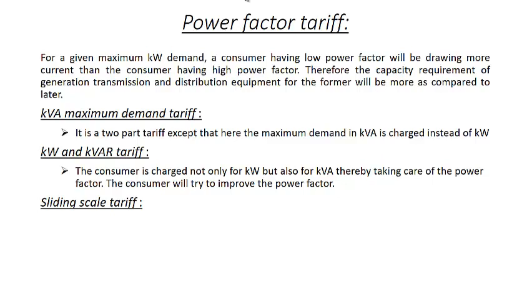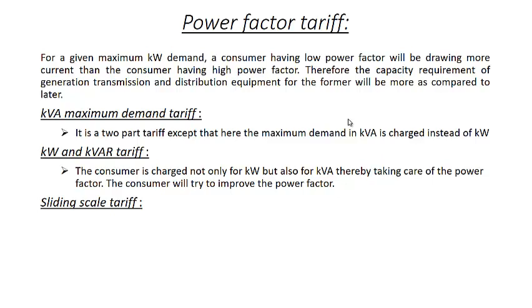So in that case, the capacity requirement of the generation, transmission, and distribution equipment for the former, having a low power factor, will be more as compared to the latter. So the equipment rating will have to be more in case of low power factor for the same maximum demand. So if such a consumer is charged for the maximum demand in kilowatt, the utility may be at a loss, or not make that much profit, because it has to invest more in the required generation, transmission, and distribution equipment.